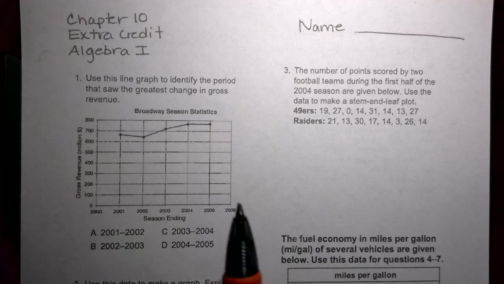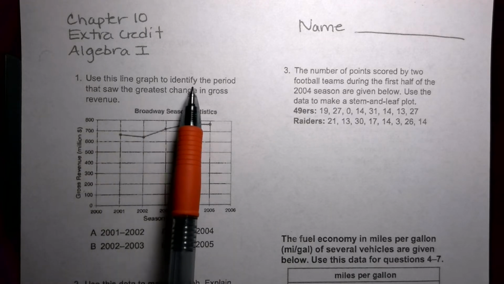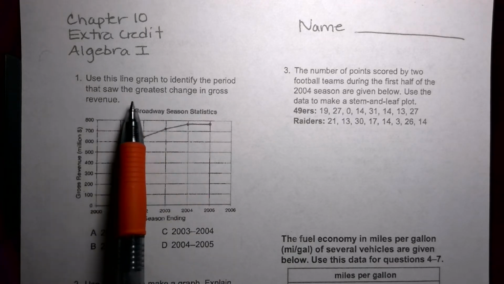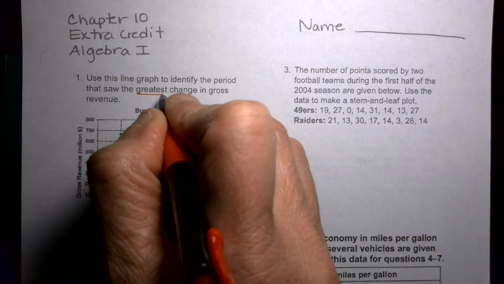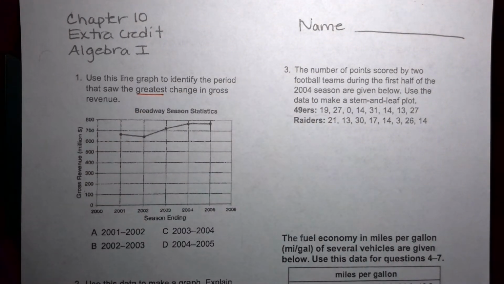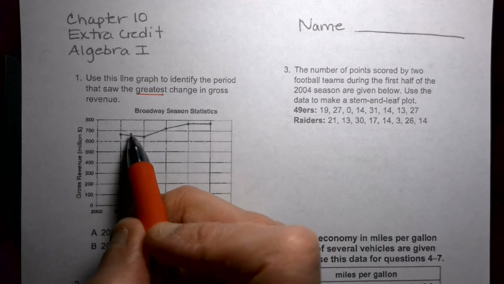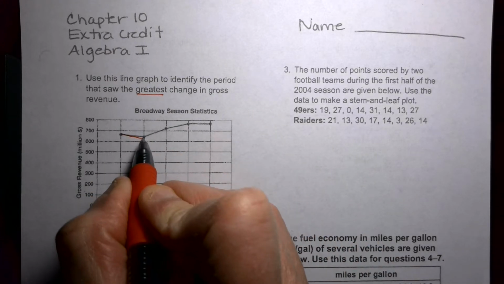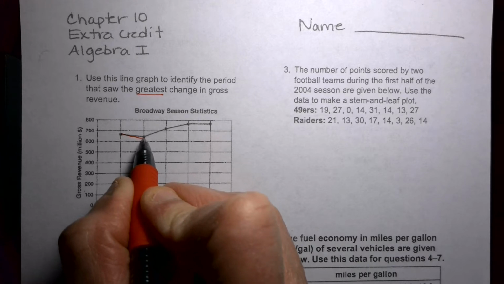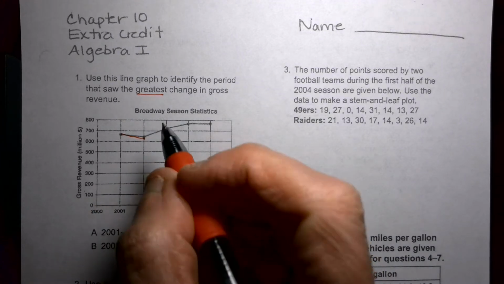All right, so let's start off here. Use this line graph to identify the period that saw the greatest change. Okay, that's the first thing you got to make sure you know. Are you looking for up or down? So when you look at these, you can look at the decline from here to here, that's a decline. That's not an increase at all. Or the greatest change, actually, it could have been either direction.